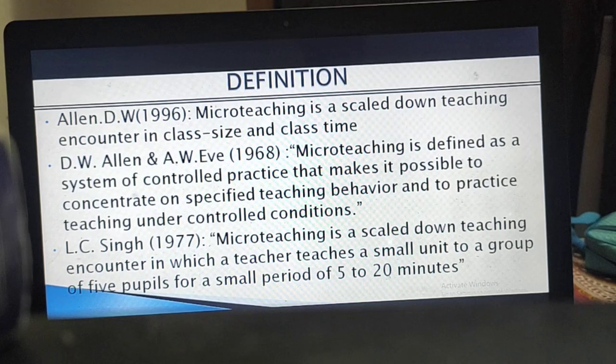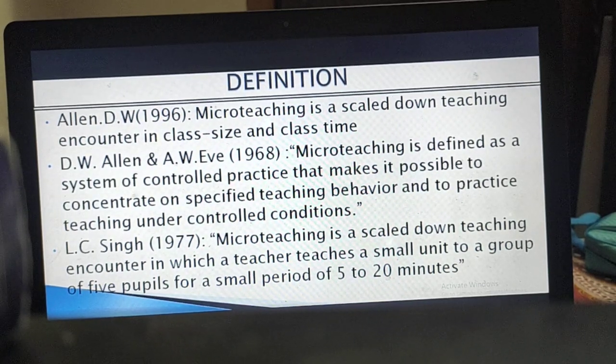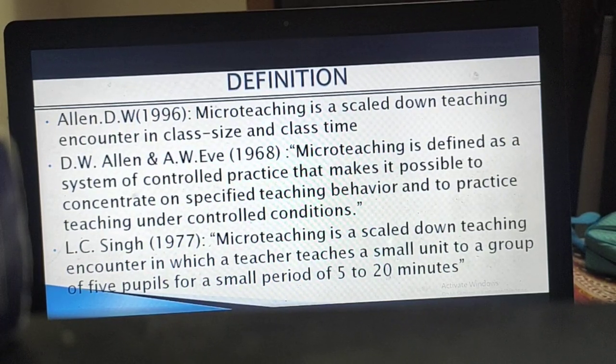If a teacher learns about micro teaching skills, they can scale down their teaching procedure or teaching process according to the students' responses and participation. That's why Allen D.W. defined micro teaching as a scaled down teaching encounter in class size and class time.